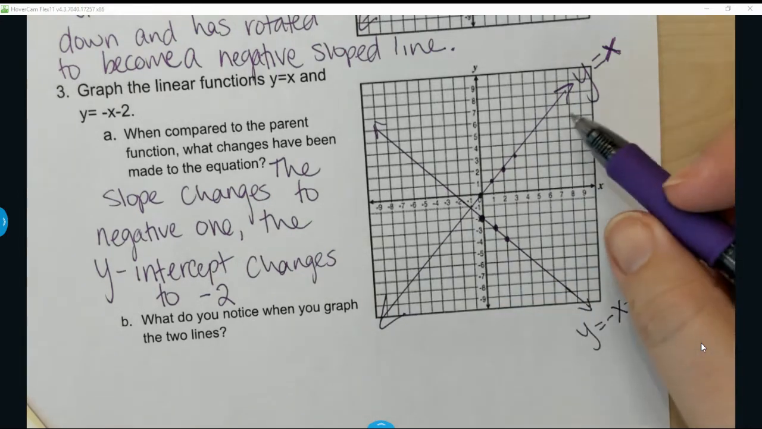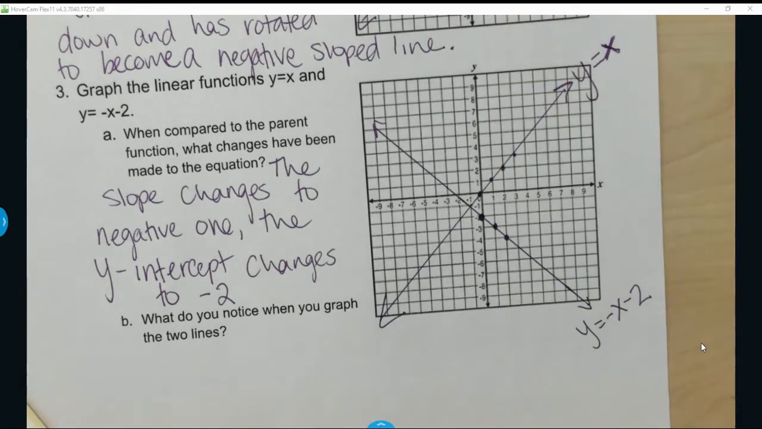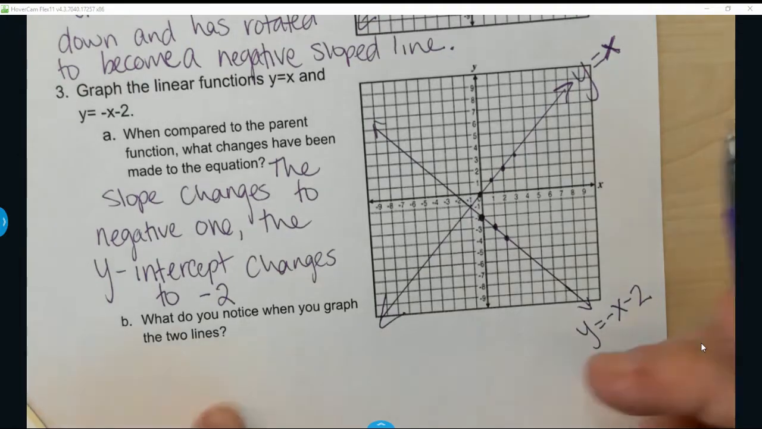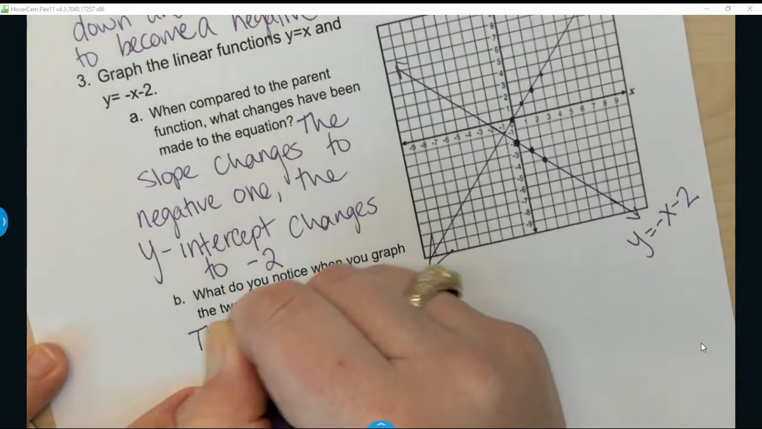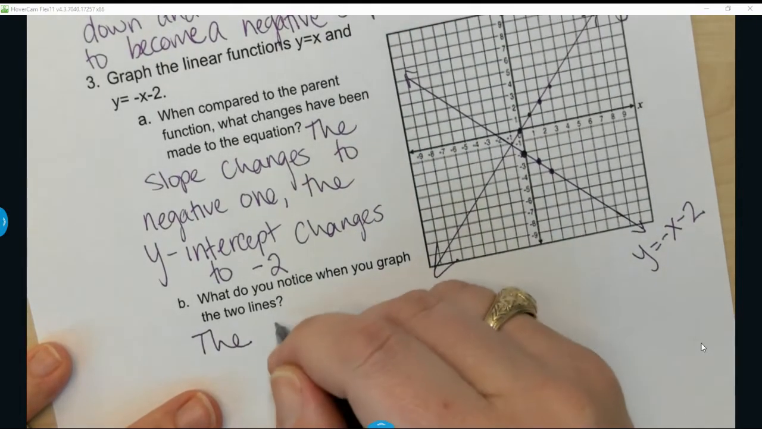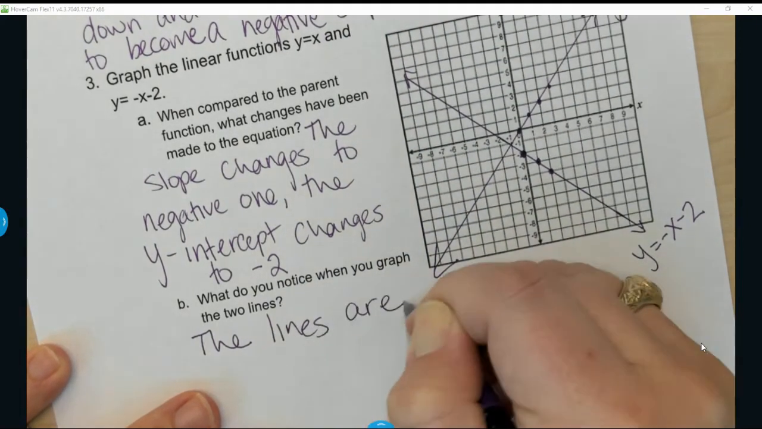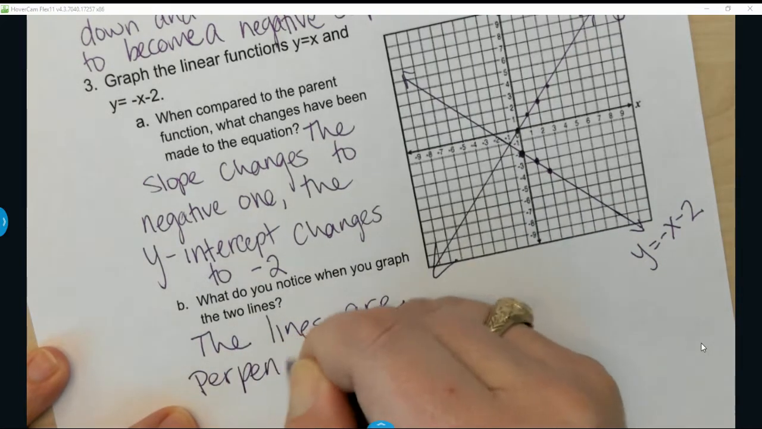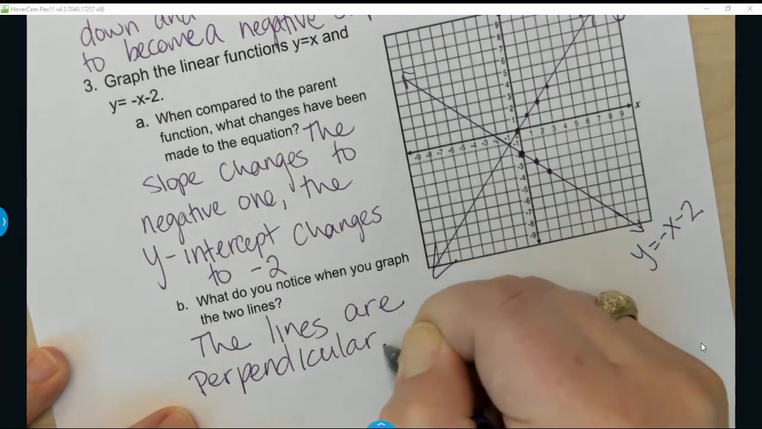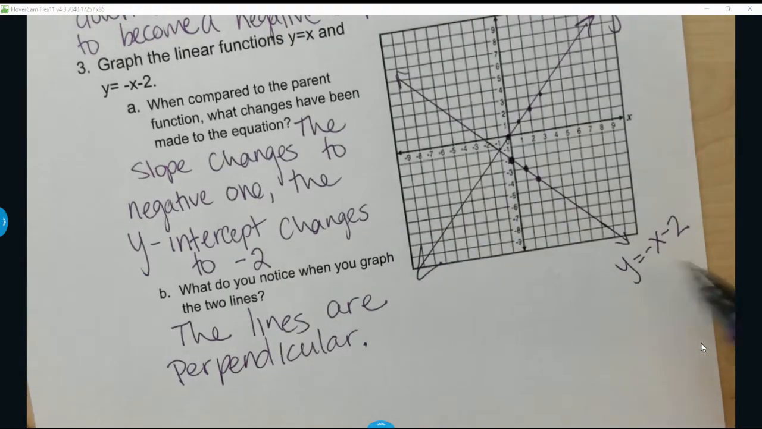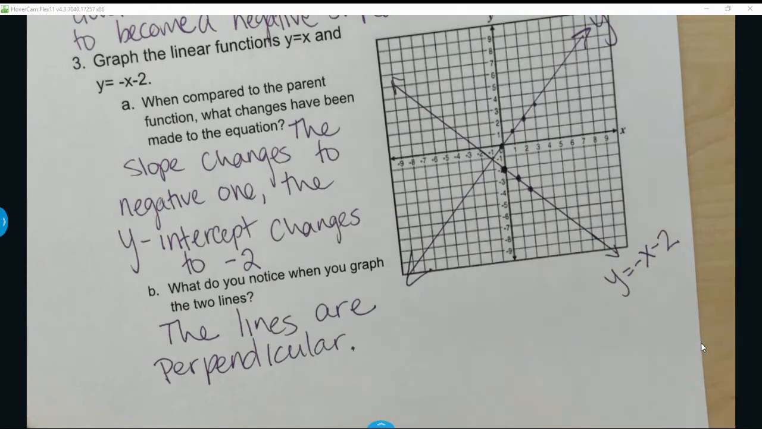What do you notice when you graph out the two lines? So here's where we can talk about that perpendicular. The fact that y equals x has a slope of 1 and y equals negative x minus 2 has a slope of negative 1 creates the situation where, what do we notice? Well, we notice that the lines are perpendicular. So that's all you could say on that one. You can go into that it shifted down, that's perfectly fine. But in my mind, the most important thing to see from this graph is that they are perpendicular lines.